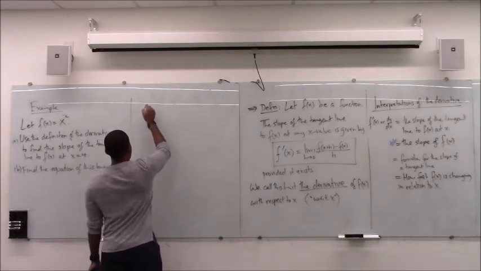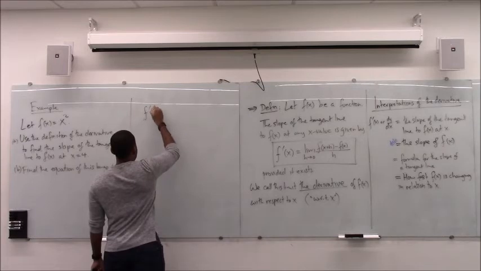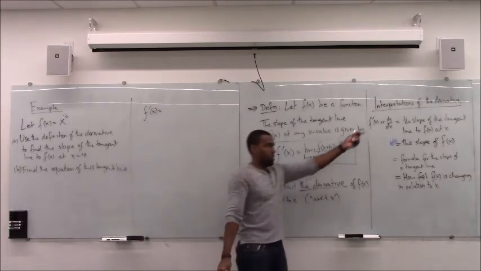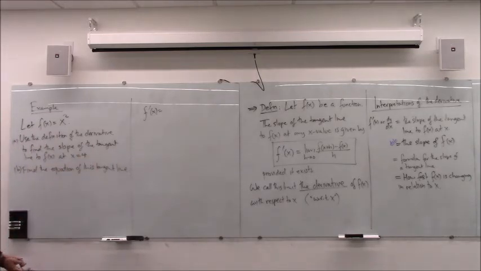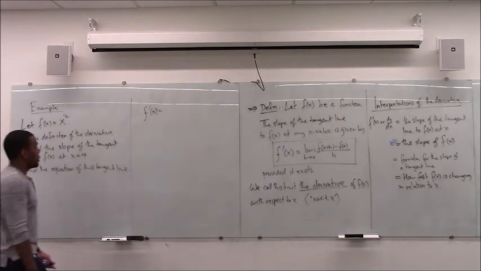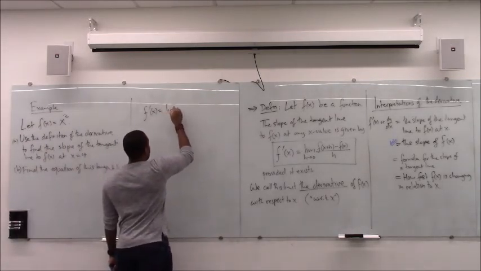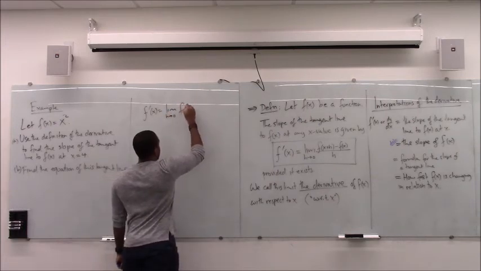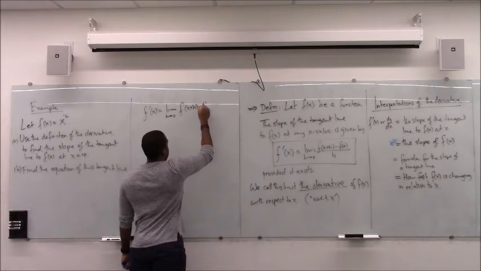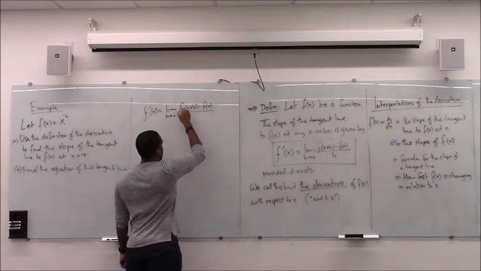We know that f prime is the slope of the tangent line. This is literally one of the interpretations of the derivative. If you need to find the slope of a tangent line, you find f prime. This is the limit as h approaches 0 of f of x plus h minus f of x, all over h.